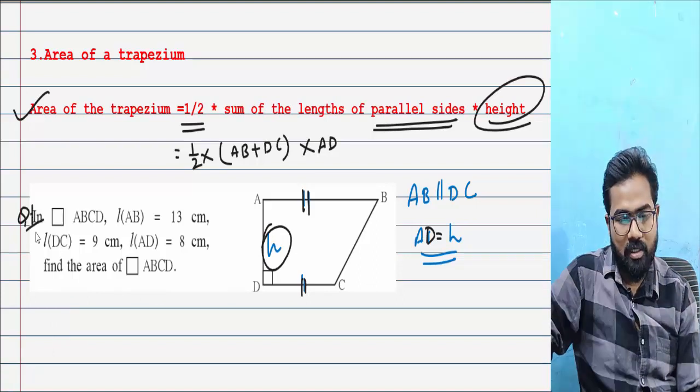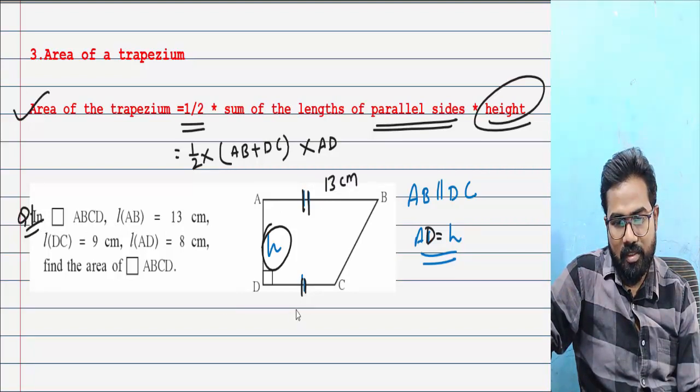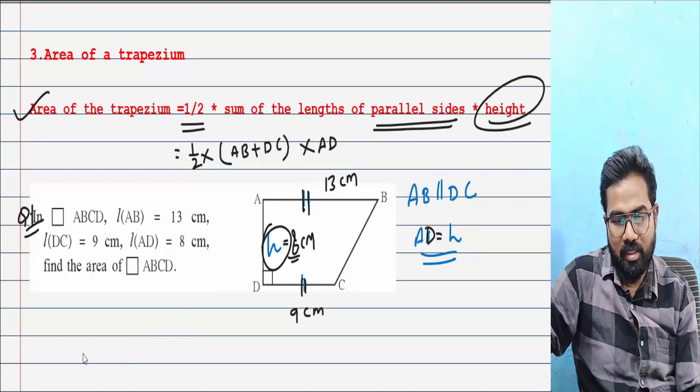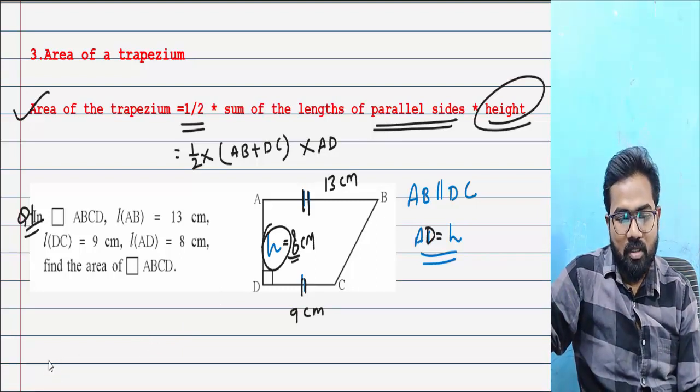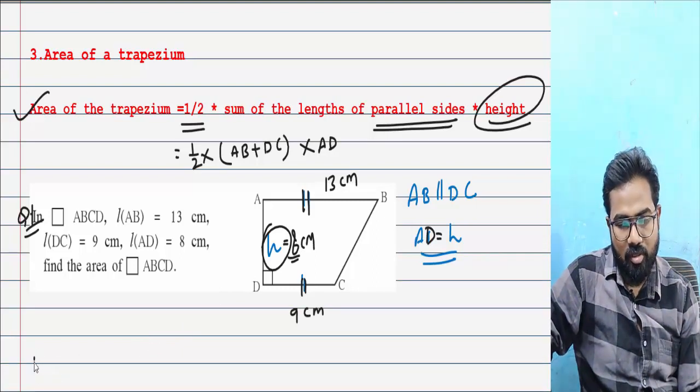So basically in this diagram, suppose we take question number 1. ABCD, the length of AB is 13. This part is given as 13 centimeter. DC is given as 9 centimeter, and this part AD is also given. H is 8 centimeter. All the things are given, so you need to put in the formula. So what is the area of the quadrilateral ABCD?